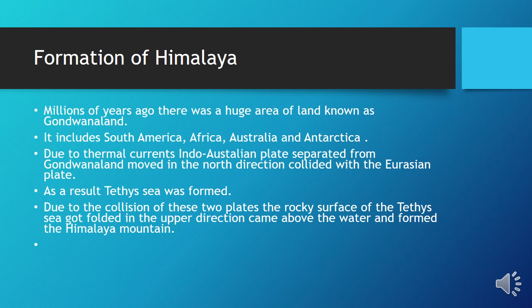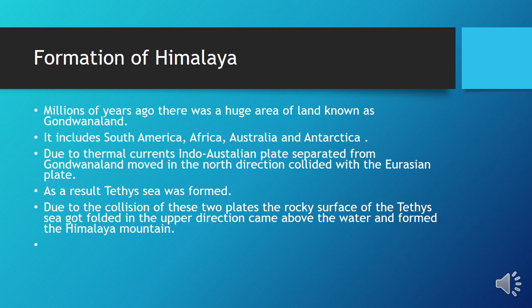This Indo-Australian plate collided with the largest plate of the northern hemisphere, the Eurasian plate, 5 crore years ago. So a huge sea, the Tethys Sea, lay between the Indo-Australian plate and the Eurasian plate.